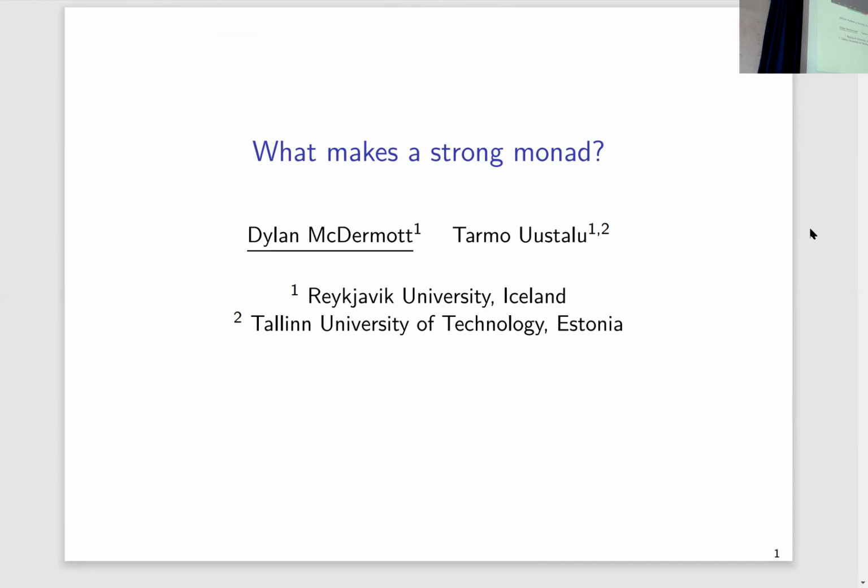And the point of this is that there's a bunch of results about strength that I proved with Tamo, some of which are already known in various levels of generality, some of which seem to be somewhat folklore. But we're tidying up the literature around strength, really.